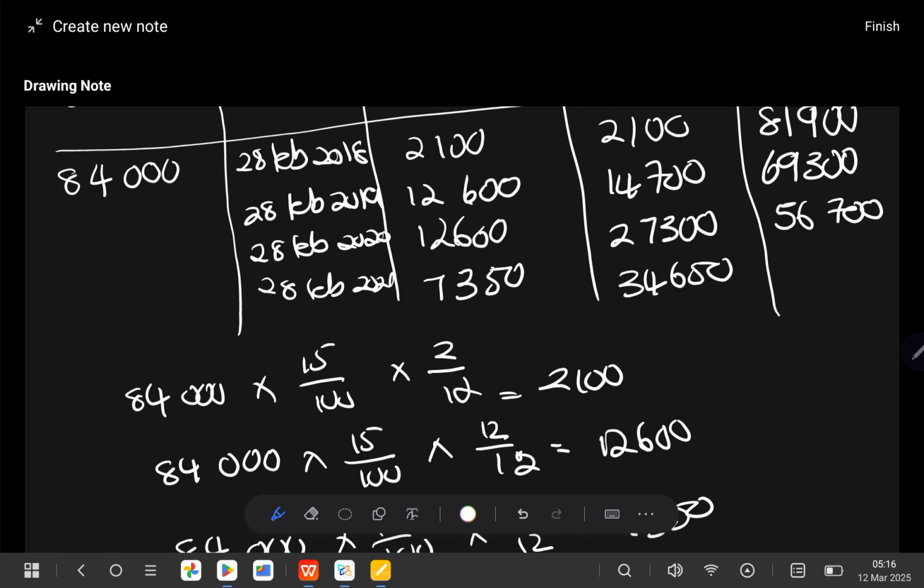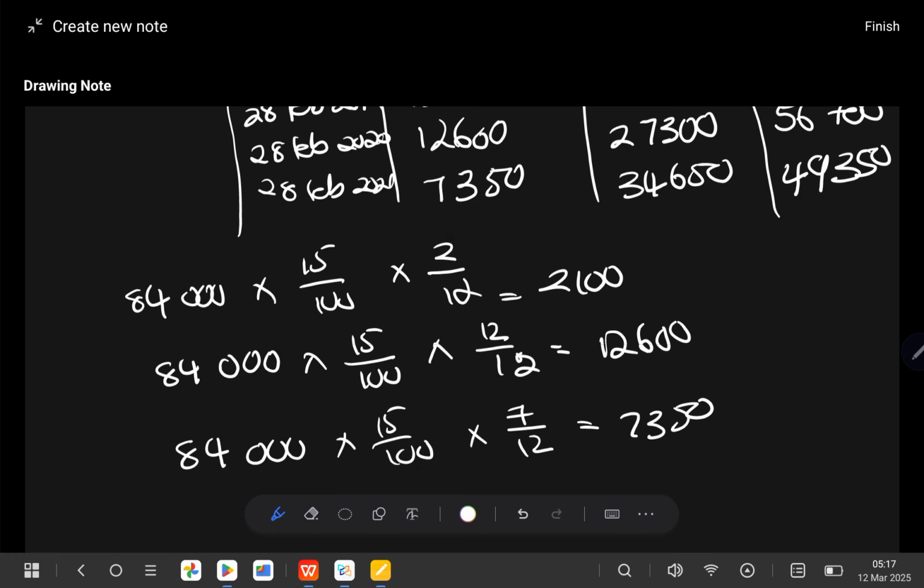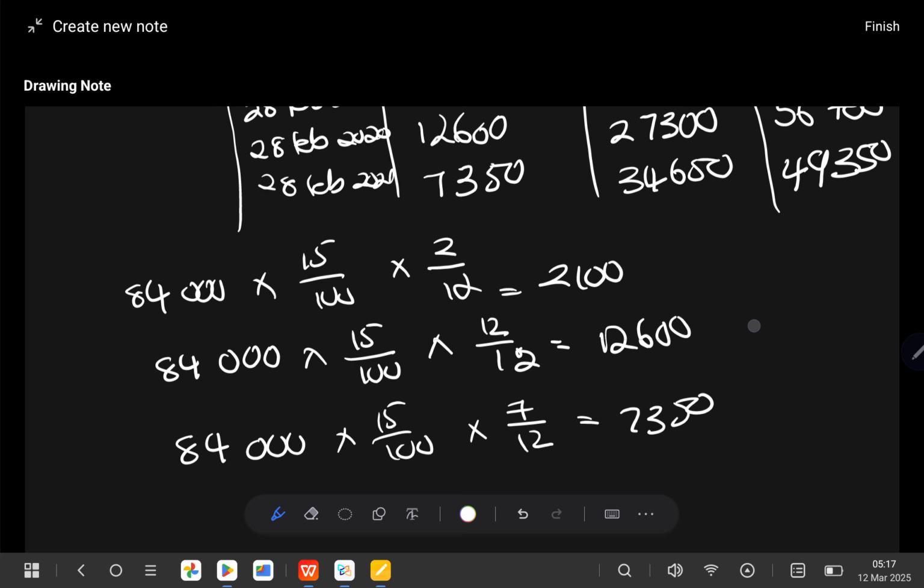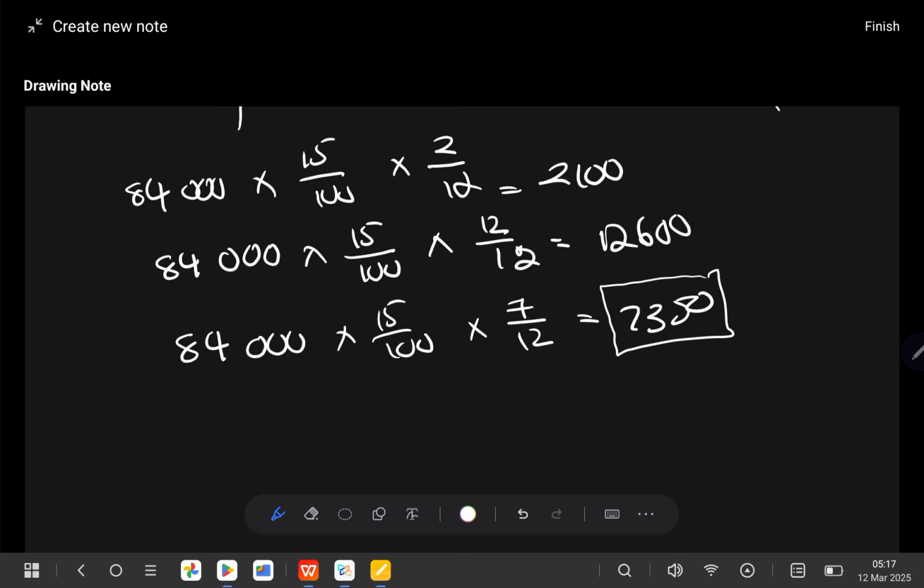So our carrying value will be 84,000 minus the answer. It is going to give us 49,350. So let's check our information. Remember, our depreciation for the year for this sold one is 7,350. So we have that 7,350.